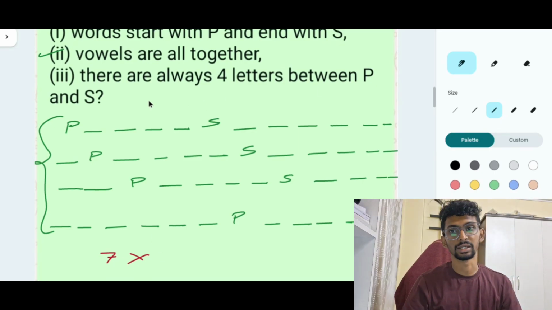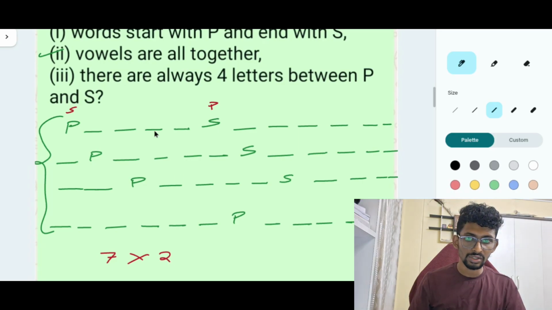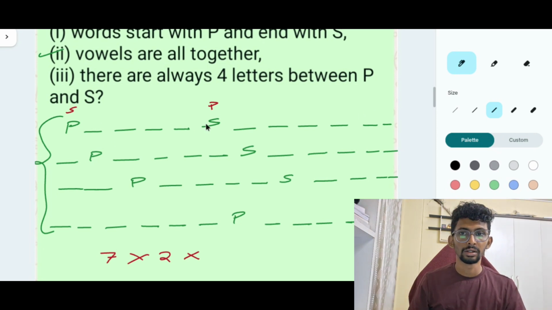But you can see one thing. They said between P and S. So it can be S and P also, same thing. It's between P and S. So times 2, because I can do the same arrangement with S and P. Into how many letters are left? Total 10 are left because P and S are fixed. So 10 factorial.